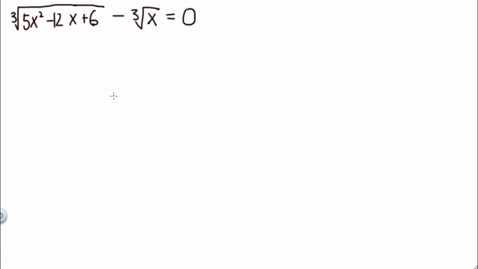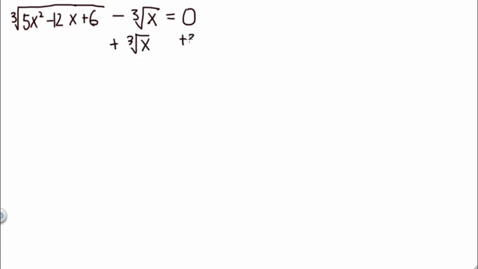The third example that we have is dealing with cube roots. So let's talk about what is different when we use cube roots instead of square roots. So the cube root of 12x plus 6 minus the cube root of x is equal to 0. The first rule is exactly the same. We're trying to isolate all the cube roots on one side so that we can get rid of them.